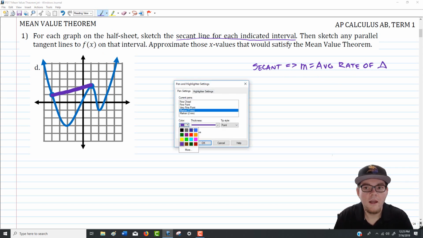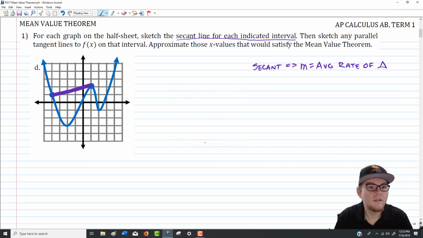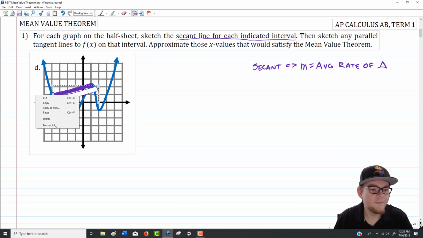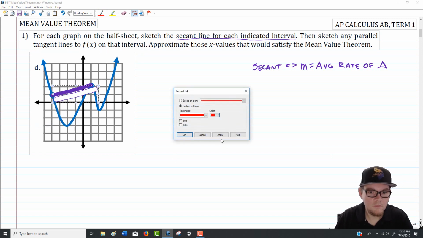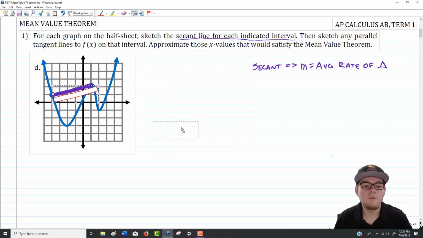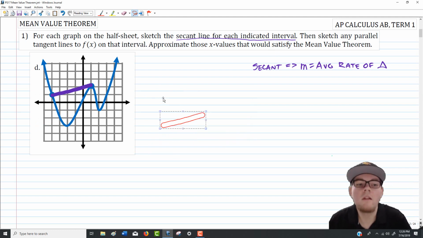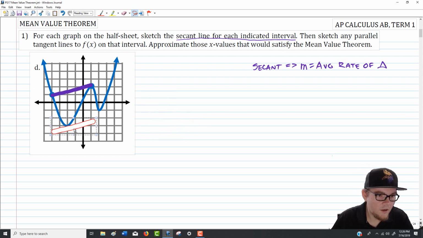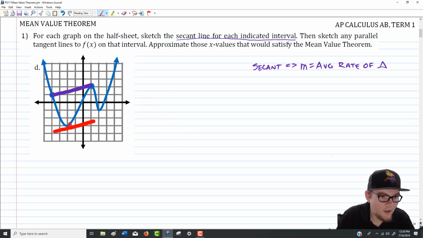Then from here, it tells us to sketch any parallel tangent lines to f of x on that interval. So to do that, I'm going to take advantage of my beautifully drawn secant line. Actual beauty may vary. Always does. So I'm going to take that, and I'm supposed to find the parallel tangent line. In other words, where on the graph on that interval would the parallel tangent line fall? Looking at my picture, I'm going to see one that looks like it falls somewhere right over here. Again, this isn't perfect, but it looks to me like we have a spot somewhere in this ballpark. So I'm trying to draw a line right there.